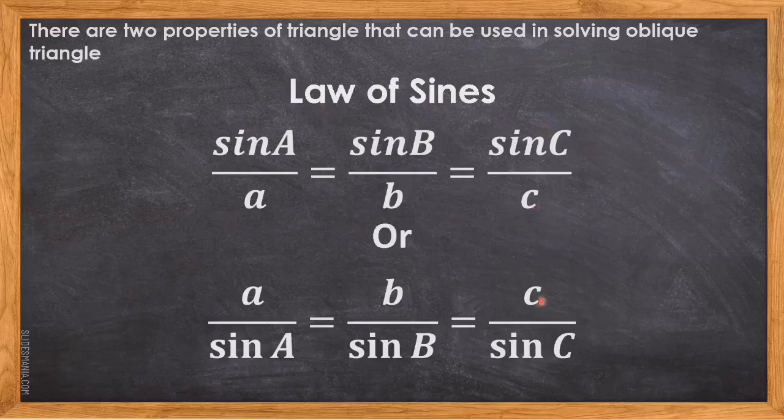Kaya naman, pwedeng nasa taas yung side. Katulad nakikita ninyo, side A over sine of angle A, side B over sine of angle B, side C over sine of angle C. So, pwede natin gamitin maalinman dito sa dalawang form ng formula natin kapag ang gagamitin natin ay law of sines. So, later on, meron tayong mga examples.